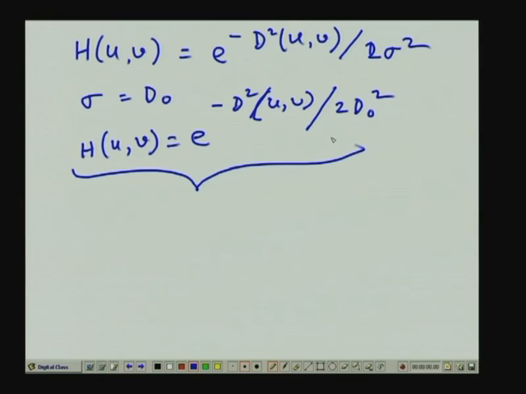So, this is the kind of low pass filtering operation or smoothing operation in the spatial domain that we can have. We can also have the high frequency operation or sharpening filters in the frequency domain. As low pass filters give the smoothing effect, the sharpening effect is given by the high pass filter. Again, we can have the ideal high pass filter, the Butterworth high pass filter, and the Gaussian high pass filter.